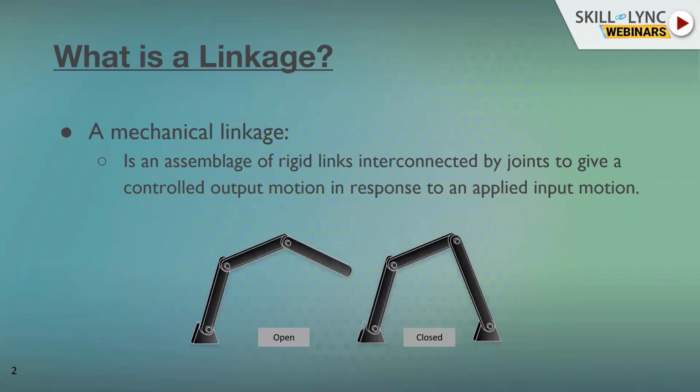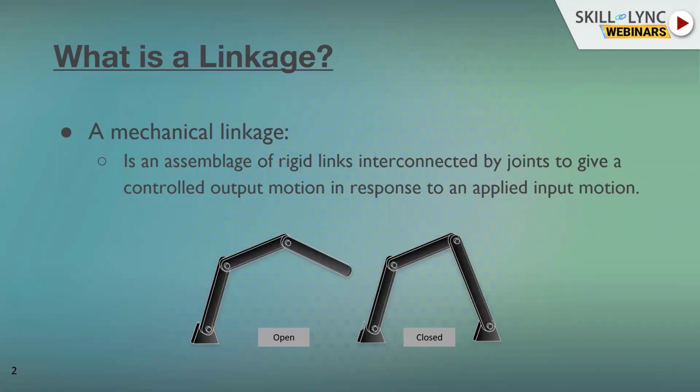So let's understand what a linkage is. A mechanical linkage is essentially an assembly or a combination of two or more rigid links which are interconnected by joints. The objective is to get a controlled output motion in response to an applied input motion.